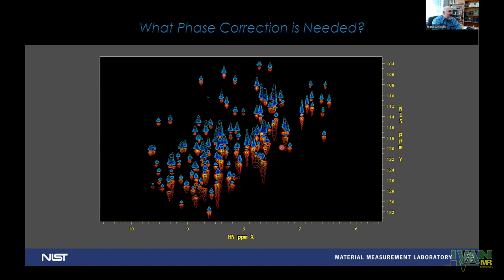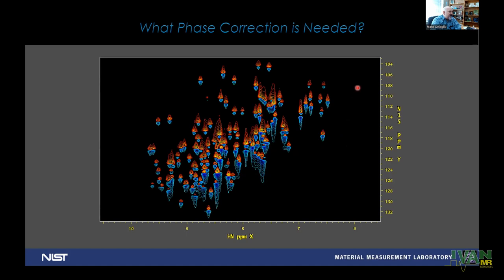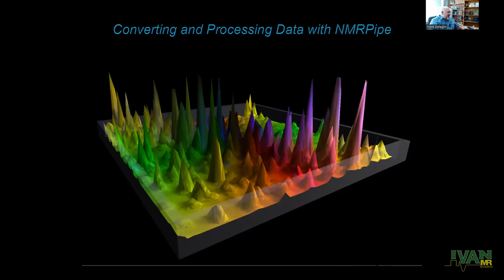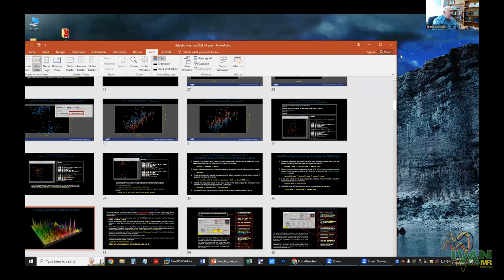So let's look at another case. How about this case? What kind of phase correction would you expect? Well, the peaks at the bottom are negative on top and positive on bottom, but the peaks at the top are the opposite. You know what? Let's just get into software demonstrations, and this stuff will make a lot more sense.